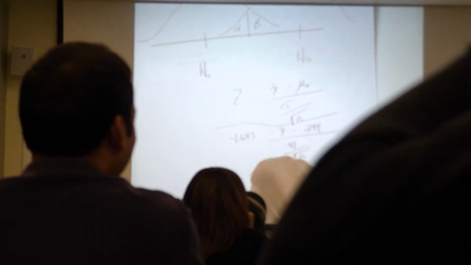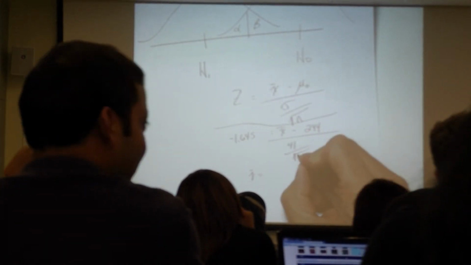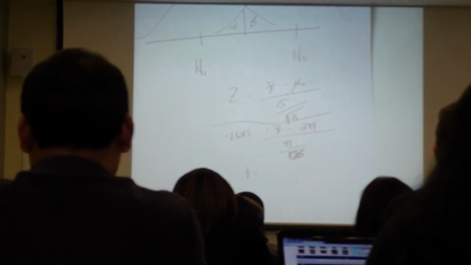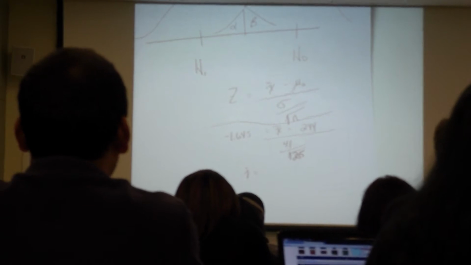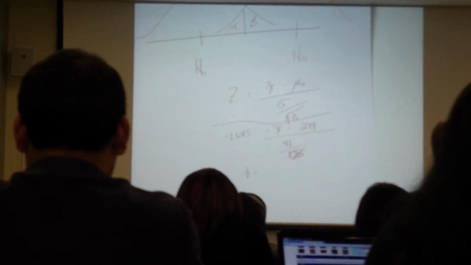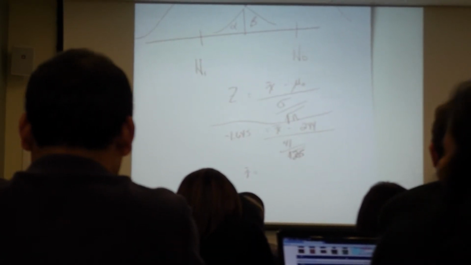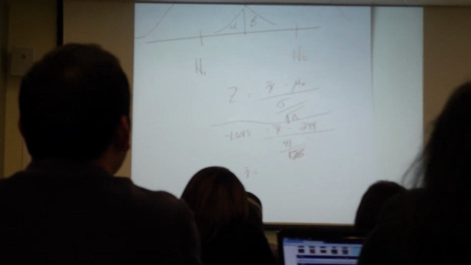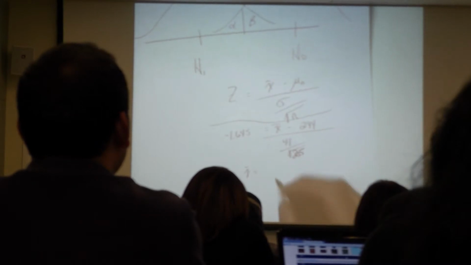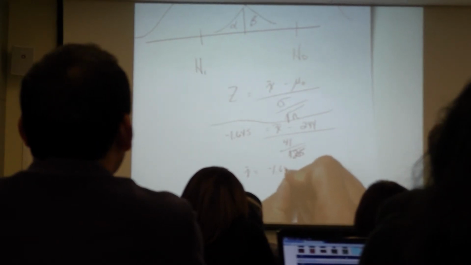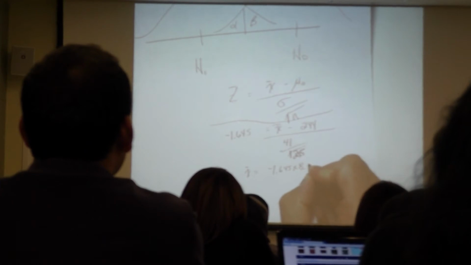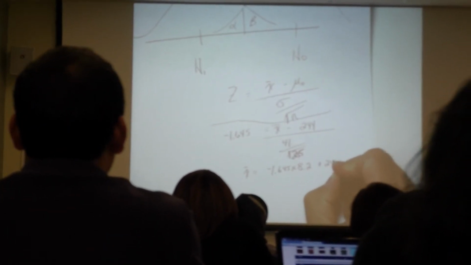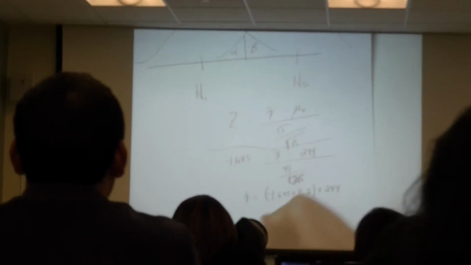Would 25 be the number? Yes, 25 is the sample size. So, using some... divided by 5 is 8.2, so x bar is equal to negative 1.645 times 8.2 plus 244.